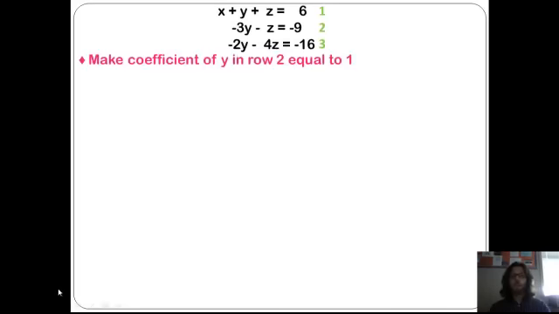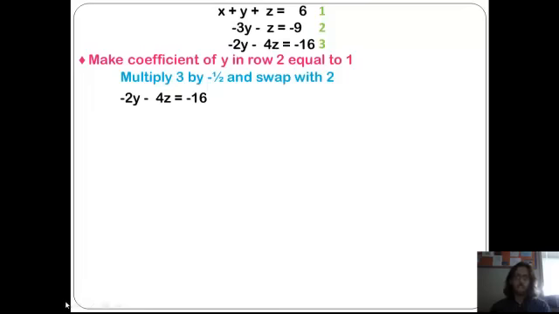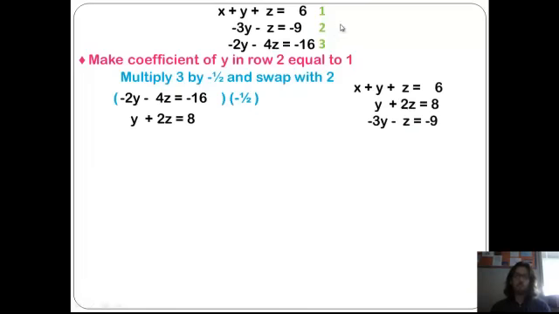Now I'm going to multiply the coefficient of y in row 2 so that it will equal 1. And we're going to see why in a second here. So multiply 3 by -1/2, and then I'm going to swap it with row 2. So you'll see what I'm talking about in a sec. So I take the third row here. I'm going to multiply it by -1/2. And now I'm going to flip these rows.